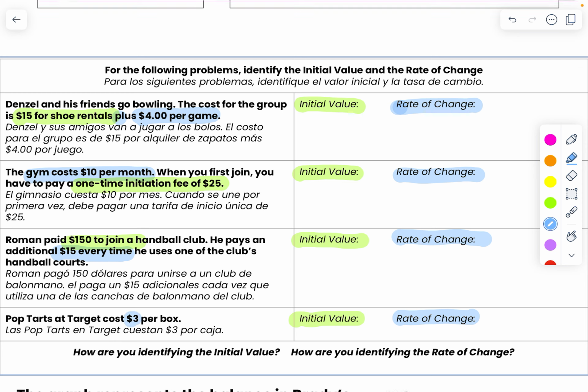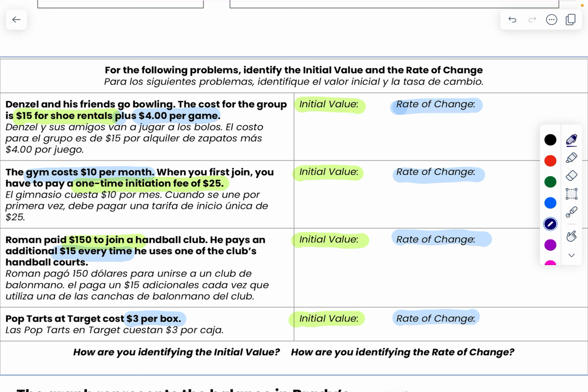And here, since it's $3 per box, that's actually my rate of change. There's nothing here that says that if I'm going to Target, I have to buy a box of Pop-Tarts, right? Or similar to the pumpkin patch example, I don't have to pay to go into Target. I can go in and I can just browse and I can decide to buy Pop-Tarts or I can not. I can buy 1 box of Pop-Tarts. I can buy 5 boxes of Pop-Tarts. It's really up to me, but there's no initial value here. Just because I go to Target does not mean I have to pay $3 to start. It says $3 per box.